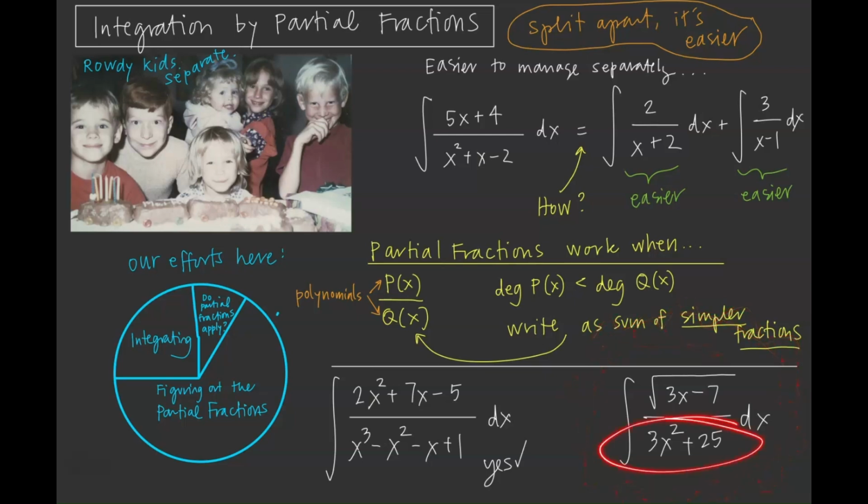Well, the denominator definitely has a polynomial, but the numerator, this is not a polynomial. It's got this square root. If it didn't have the square root, it would be fine, but this totally kicks it out of the class of polynomials. So this one is a big no. The top is not a polynomial.